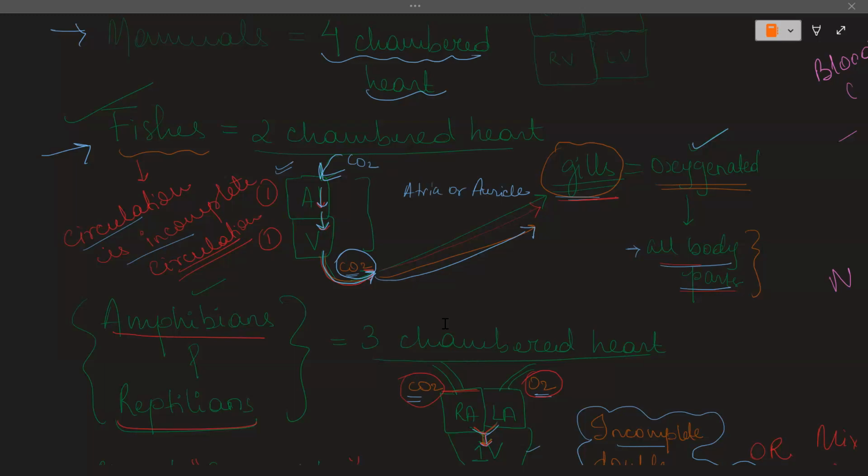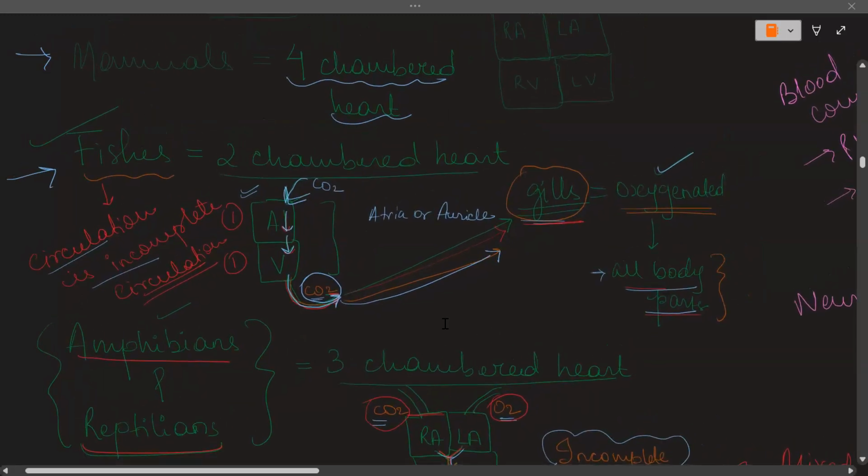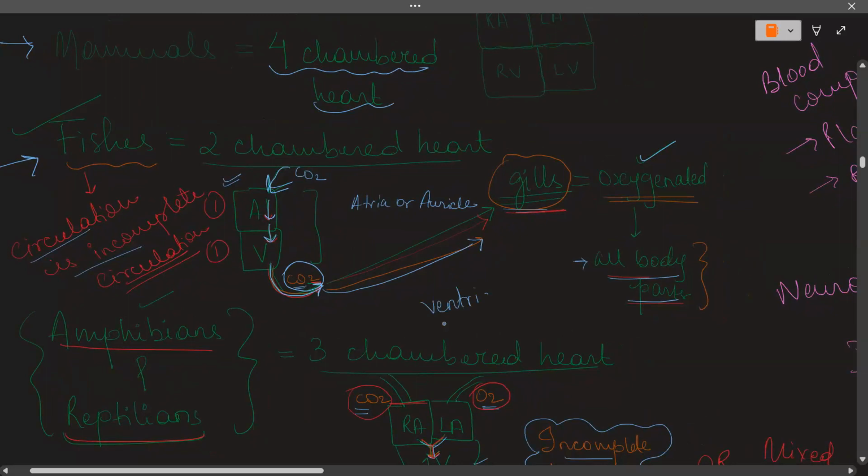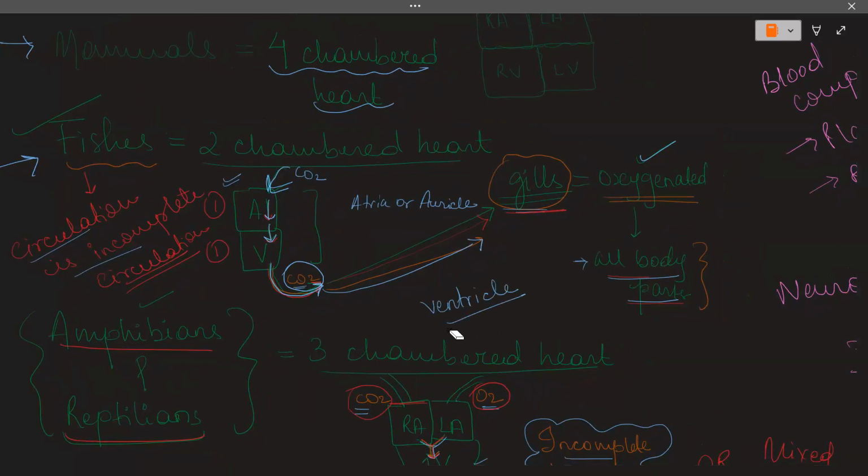Yes. All right. Then you write down the deoxygenated blood. Mom, there is one auricle and one what? One ventricle. VENTRICLE. Now when you're writing the deoxygenated blood, in the bracket you write down CO2 rich blood. When you're writing deoxygenated blood, it means the blood has CO2 present in it.